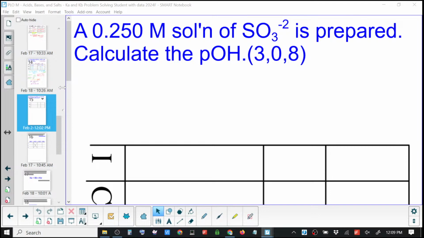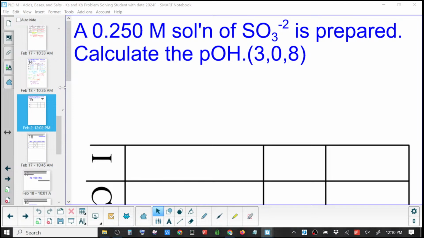Someone read me out the question. Would you have to convert? Because Ka times Kb is really 10 to the negative 14.